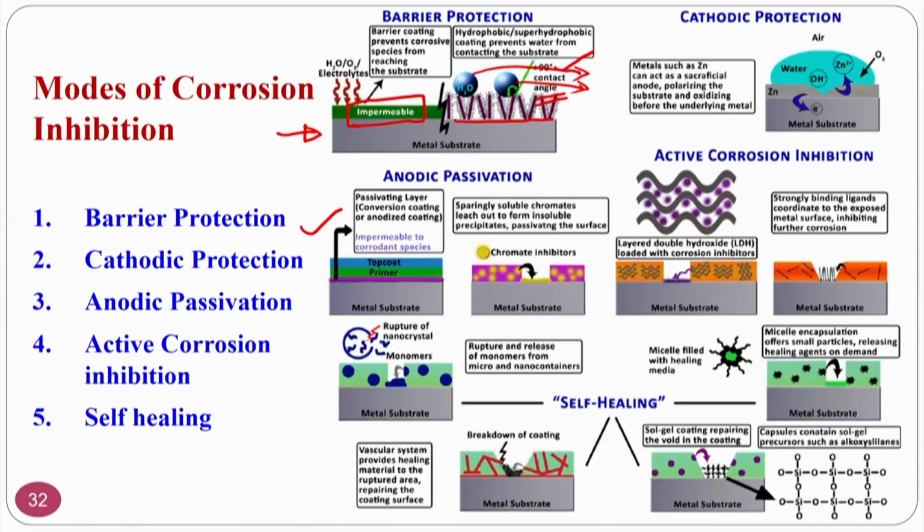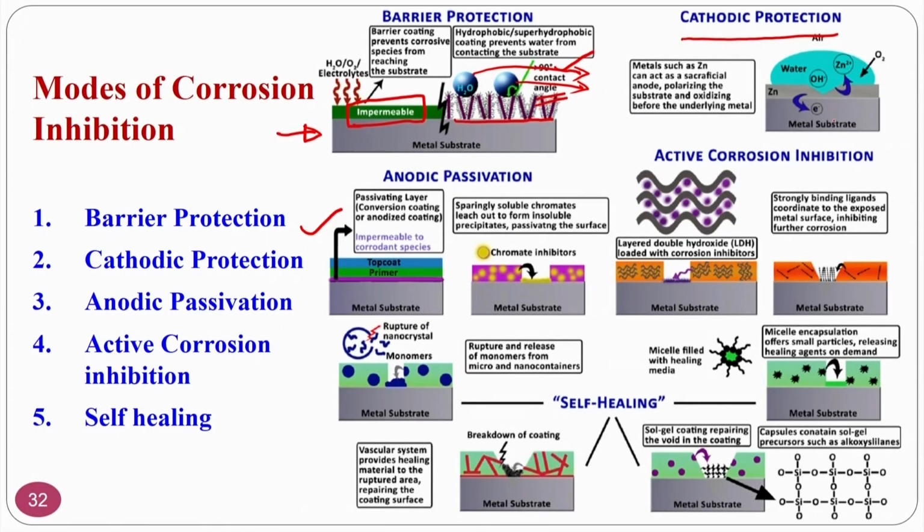The second one is cathodic protection. In cathodic protection, you will have metals such as zinc that can act as a sacrificial anode. Whenever water comes in contact with the zinc, or the sacrificial material, it will sacrifice itself before it allows water to contact the workpiece surface. Until the sacrificial layer is there, no water comes in contact with the workpiece surface, so there is no problem of rusting in this second case also.